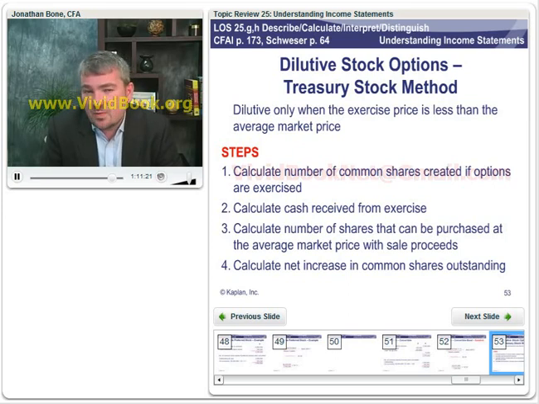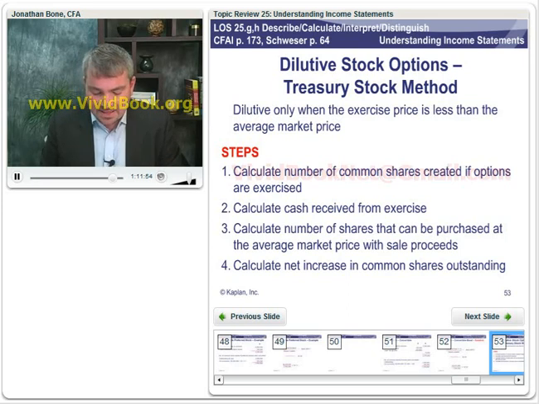Step 2, we work out the cash received by the company if the options were exercised. And step 3, and this is totally hypothetical, we look at the number of shares the company could repurchase at the average share price during the year with the proceeds it received from step 2. Then we calculate the dilutive element by looking at the number of shares that were created minus the number of shares that could be theoretically repurchased at the average price, and that gives you the dilutive element.